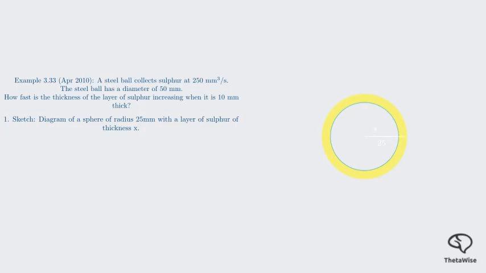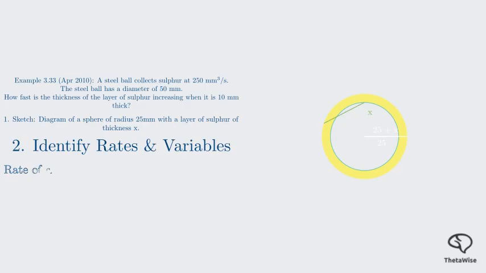It's collecting a layer of sulfur, which has a thickness we'll call x. The total radius of the ball plus the sulfur is therefore 25 plus x. Second, let's list our variables and rates. The sulfur is collecting at a rate of 250 cubic millimeters per second. This is the rate of change of the volume of the collected sulfur, which we'll call V. So dV/dt equals positive 250.